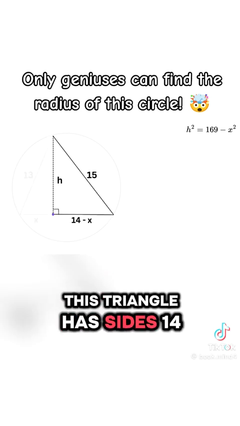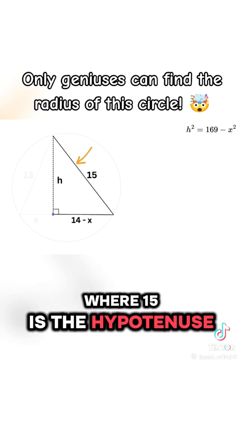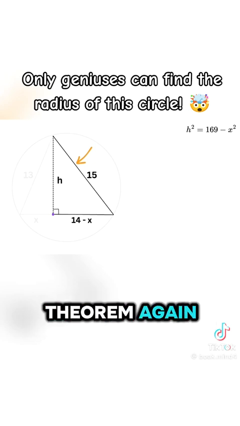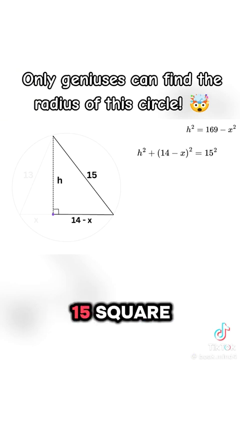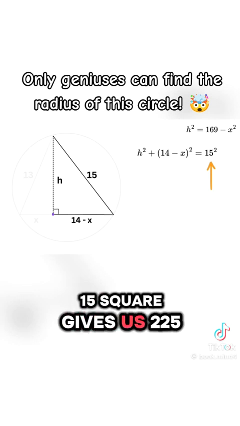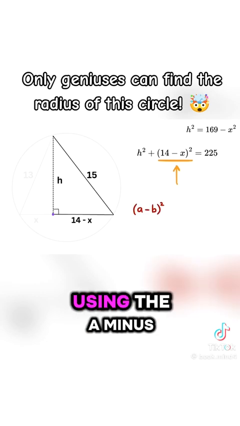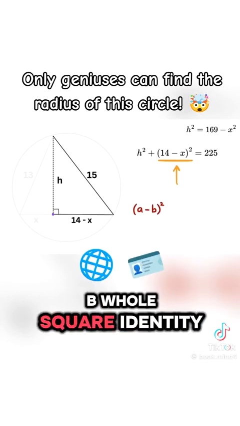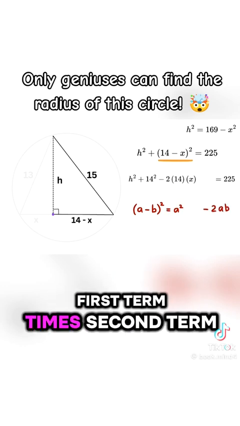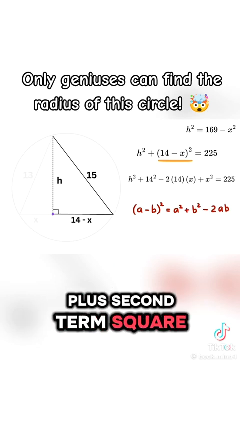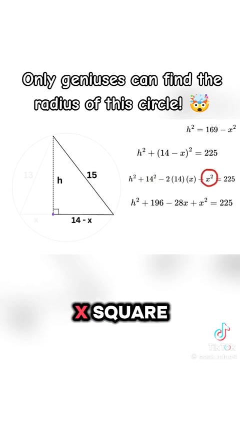Nice! Now let's look at the other small right triangle. This triangle has sides 14 minus x, h, and 15, where 15 is the hypotenuse. Applying the same Pythagoras theorem again, we can write h square plus (14 minus x) whole square equals 15 square. 15 square gives us 225. Then we will expand (14 minus x) square using the (a minus b) whole square identity, which is first term square, minus 2 times first term times second term plus second term square. That means we get 196 minus 28x plus x square.